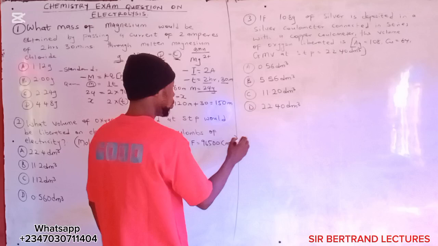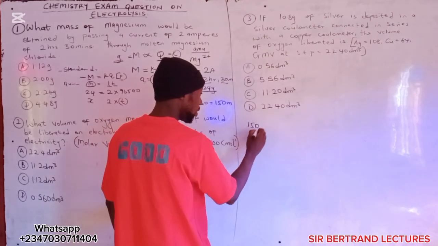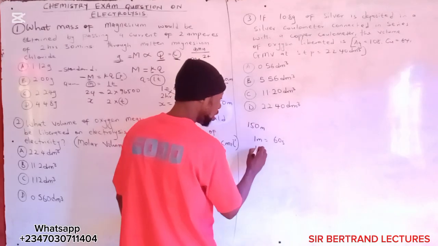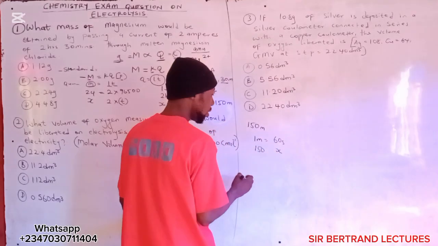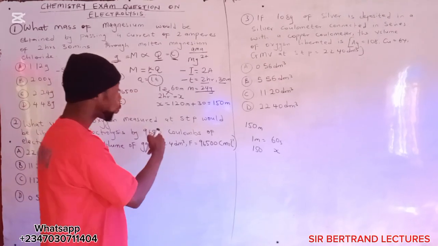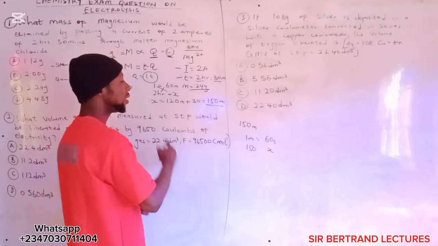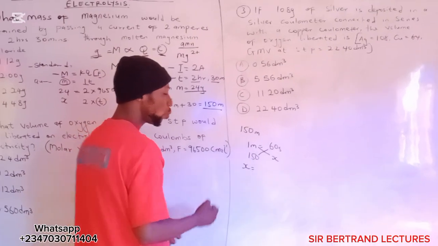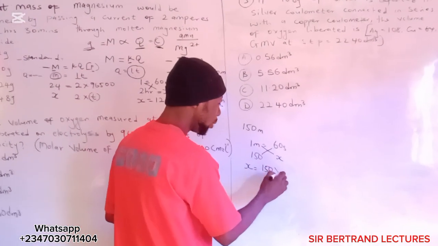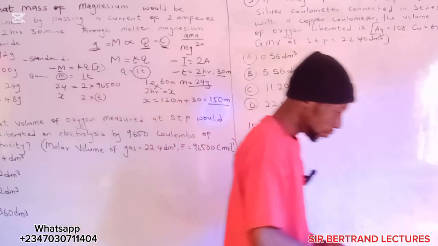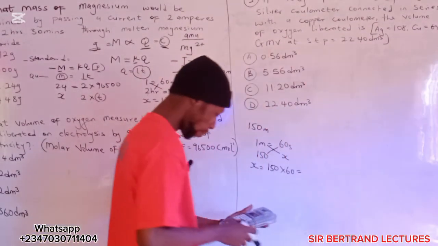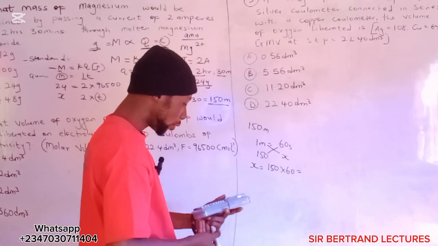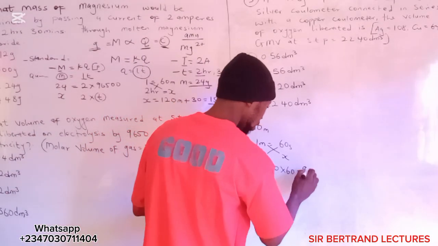Now, since it's 150 minutes, remember 1 minute is equal to 60 seconds. Therefore, 150 is equal to x. Because your time must be in seconds, that is why you have to convert the 150 minutes here to seconds. So if you now cross and multiply, s is equal to 150 multiplied by 60. That will give us 9,000 seconds.